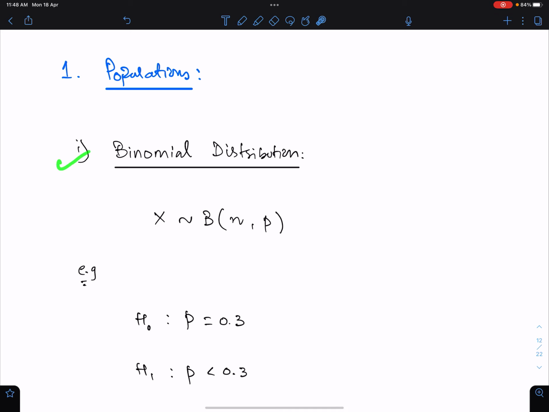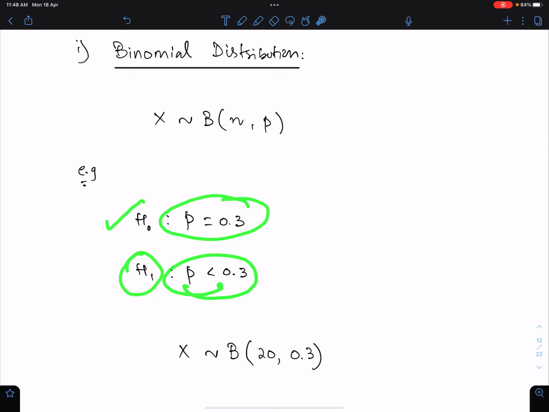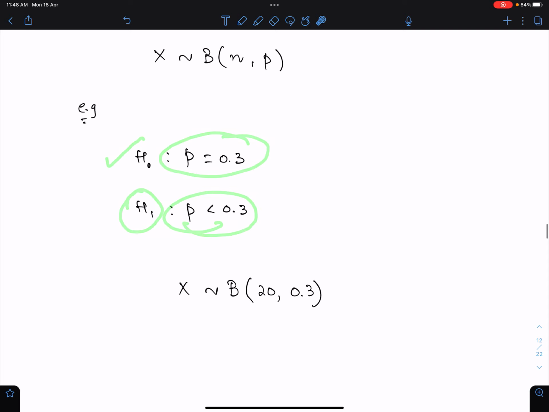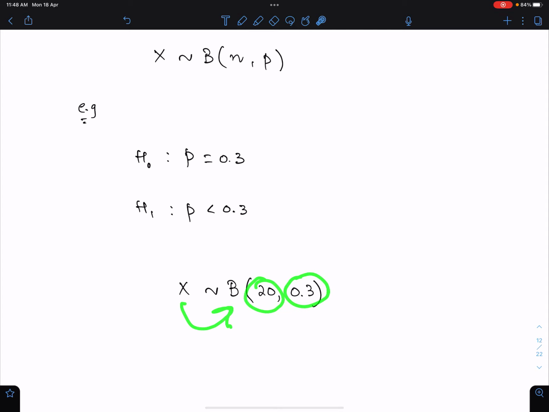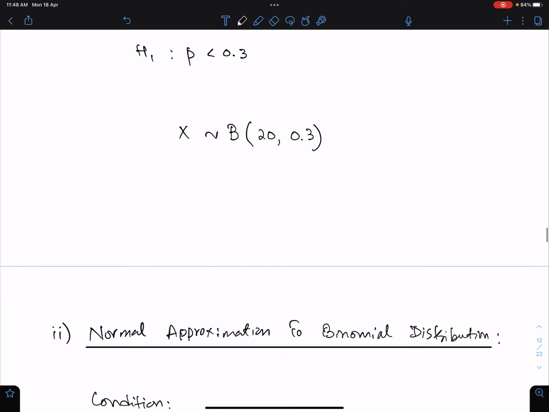In populations, number one, binomial distribution. X follows binomial with n number of trials and probability of success p. For example, H0 is p = 0.3, H1 is p less than 0.3. So this means a lower tail test, and X follows binomial with n = 20 and p = 0.3. So you have to solve this question through binomial distribution with the help of this formula.